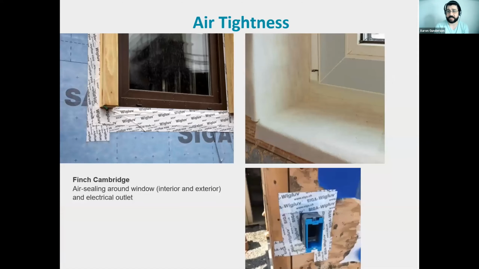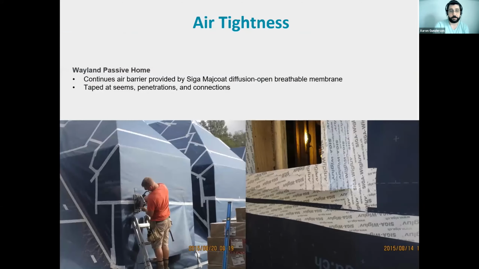Let me give you a couple examples. That ceiling extends to where you have different fixtures and different things being installed. So in this case, windows or an electrical box down there on the side. This is Finch, Cambridge. Again, you can see just how they're using tape and other materials to make sure that the airtight layer is continuing where all these things are being installed. This is the Wayland house now, but exact same kind of concept. They used the Siga material, wrapped the house, and the mineral wool insulation went on top of it.